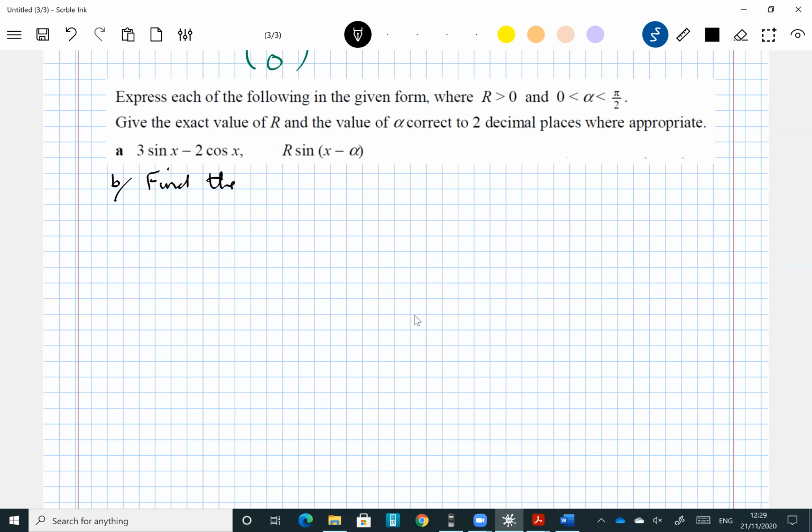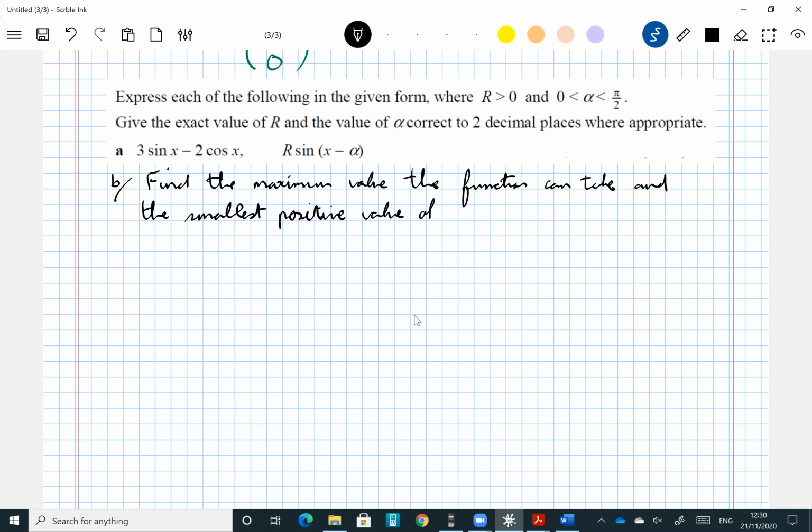Find the maximum value the function can take and the smallest positive value of x for which this maximum occurs.